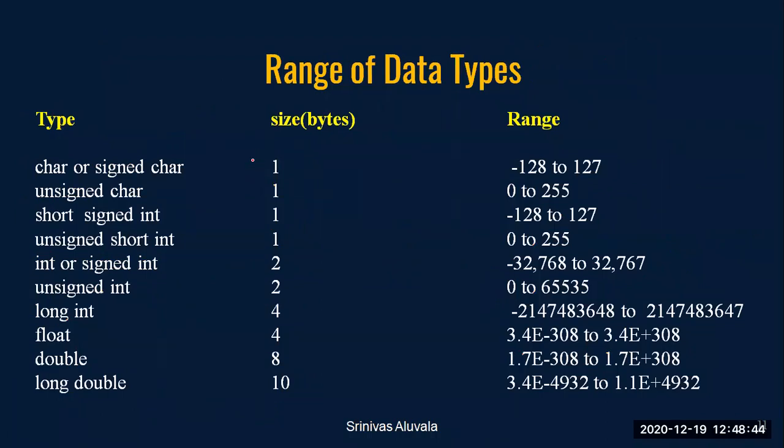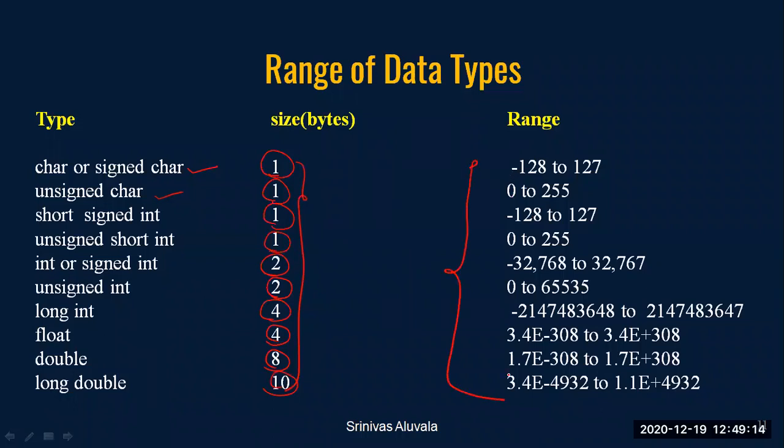This is only for your glance. When I say character, in the computer memory it is going to store 1 byte. Unsigned character is also 1 byte. Short integer 1 byte, unsigned short integer 1 byte, and integer 2 bytes or 4 bytes, unsigned 2 bytes, long integer 4 bytes, float 4 bytes, double, and long double. This is the memory space required by different data types in the computer memory to store them.